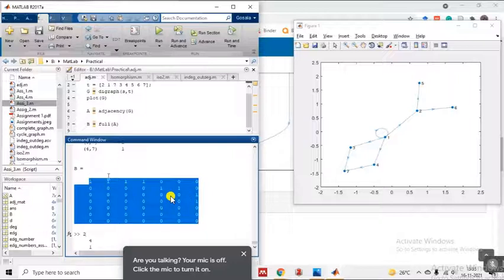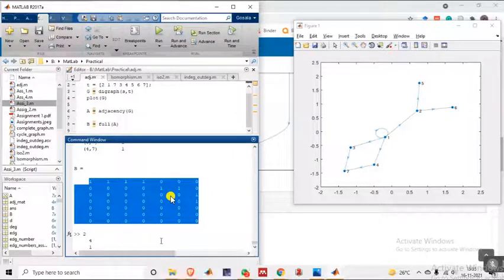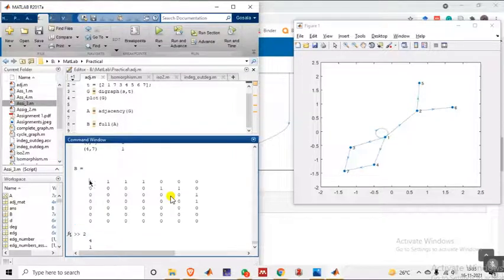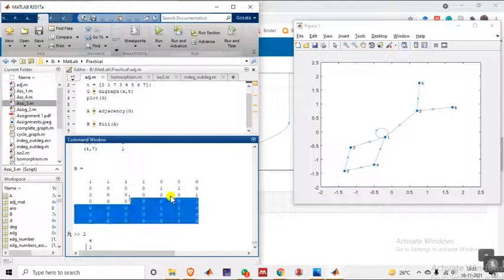So you have 1, 2, 3, 4, 5, 6, 7 columns and 7 rows. Hence it is a 7-point vertex graph. So you got a 7 by 7 matrix.